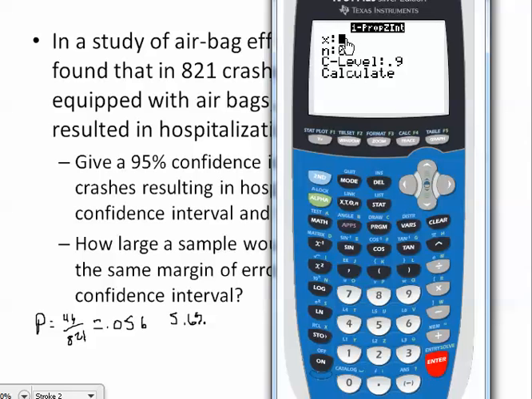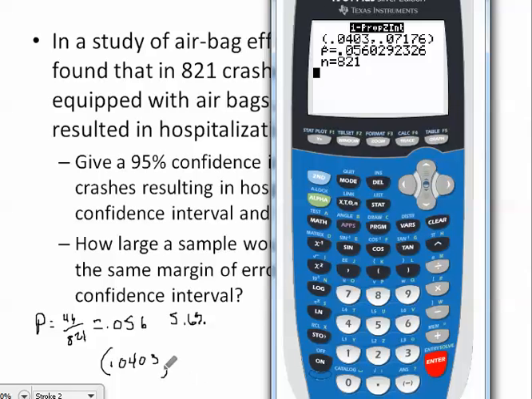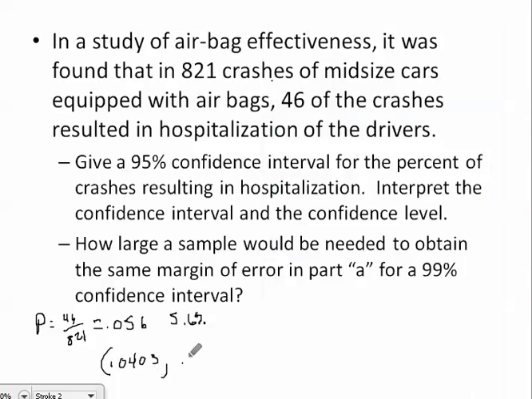And it's asking for X. Well, X is the number that we actually were looking for. That's 46. And it's asking for N. That was 821. And we want to create a 95% confidence level, 0.95. Then we go down to calculate and hit enter. And our numbers are 0.0403 to 0.07176. So what is that interval telling me?